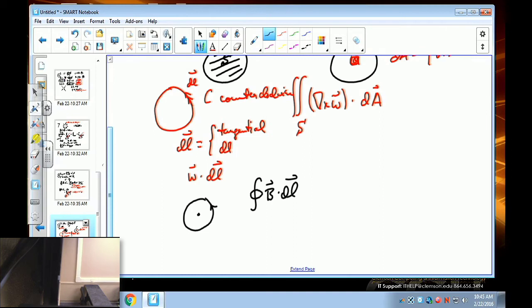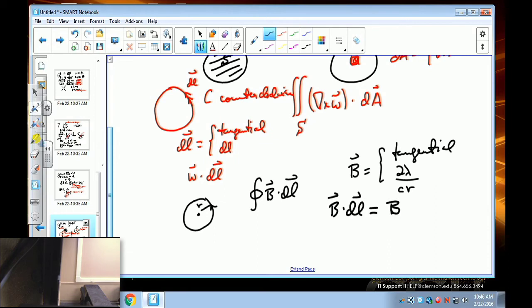So I want to calculate B dot dl. And we saw that the magnetic field, remember, is tangential, and it falls off like 2 lambda over c times the radius of that circle. So it's the same all the way around, it just changes direction, but the strength is the same all the way around. So B dot dl, they're both parallel, so this is just B dl. And B is a constant all the way around. The magnitude is the same all the way around, so I can pull it out.